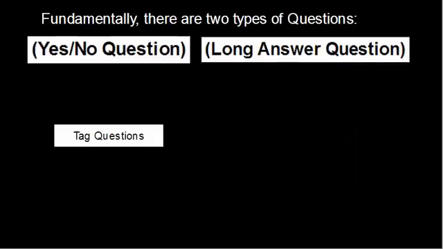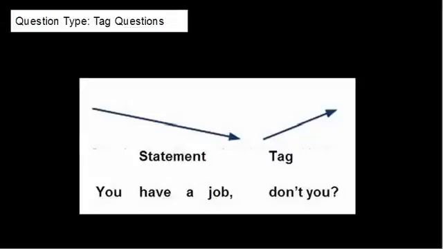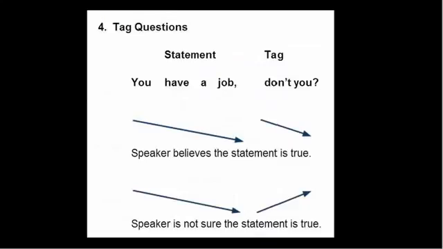So now going on to tag questions, this is a very important type of yes-no question. Let's take a look at this. It's a tag question. It's a statement, you have a job, and then a tag, don't you? And it makes a question. And some people like to say, you have a job, don't you? In Taiwan, it's a favorite. And I want the Taiwanese to remember that this has a different meaning. If you say, you have a job, don't you? Your meaning is different.